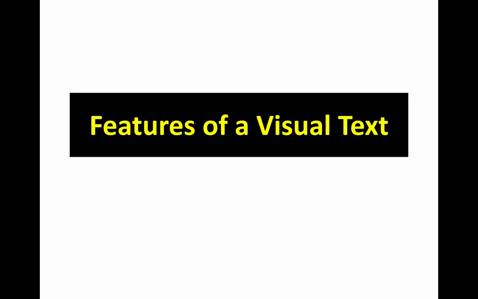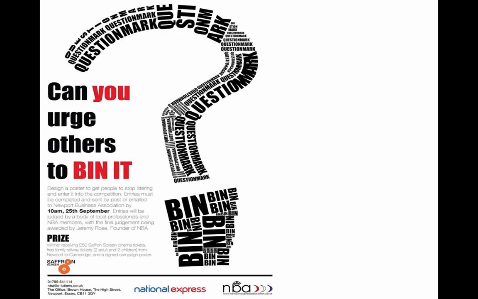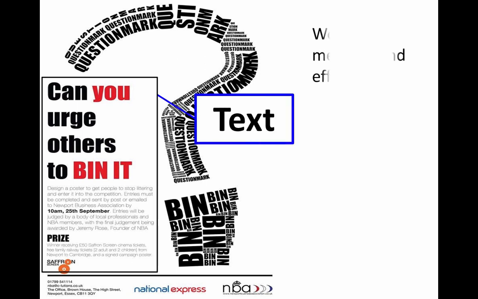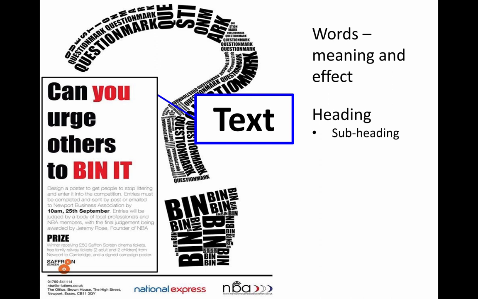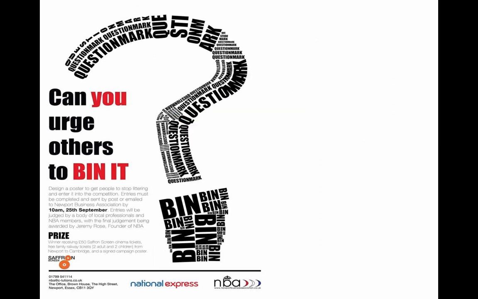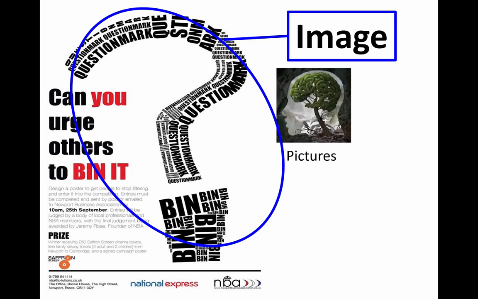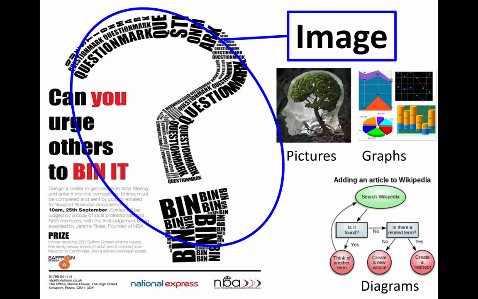So now we know what visual texts look like. Let's take a closer look at the features that make up a visual text. We can begin by looking at text. Text refers to words, what meaning they have, and what effect they have on the reader. Text can also refer to heading and subheading. Another feature of visual text is image. Image can come in the form of pictures, graphs, as well as diagrams. In this case, the image takes the form of a question mark.